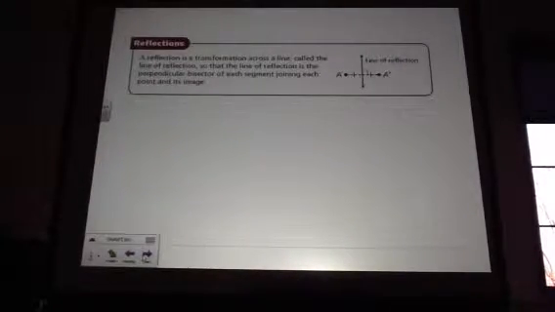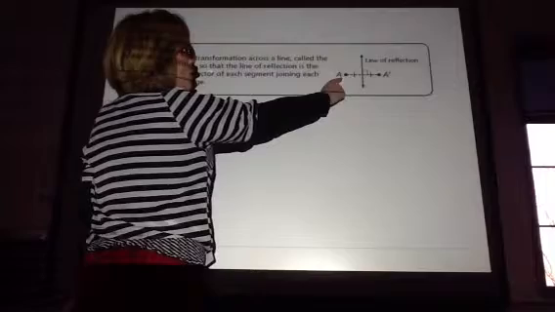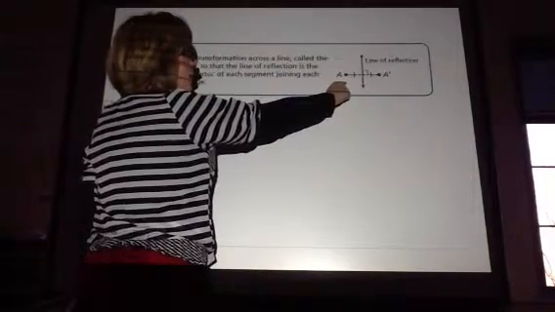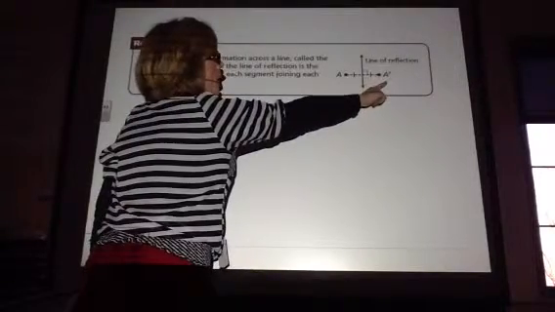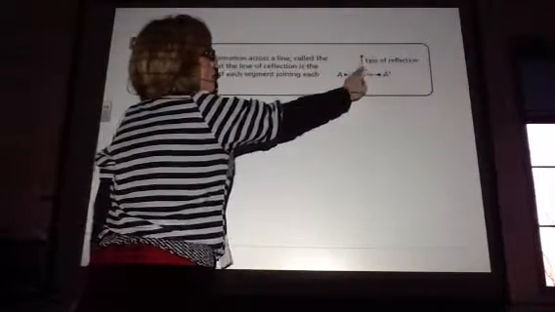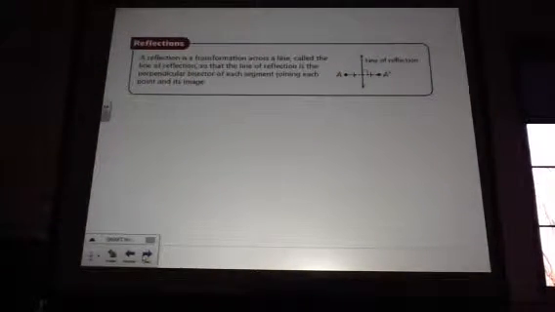All right, a reflection is a transformation across a line. The line is called the line of reflection, so that the line of reflection is the perpendicular bisector of each segment joining each point and its image. What we have here is point A. This is your preimage, and here's your line of reflection. A prime is your image. So the line of reflection is perpendicular to the preimage to image segment.